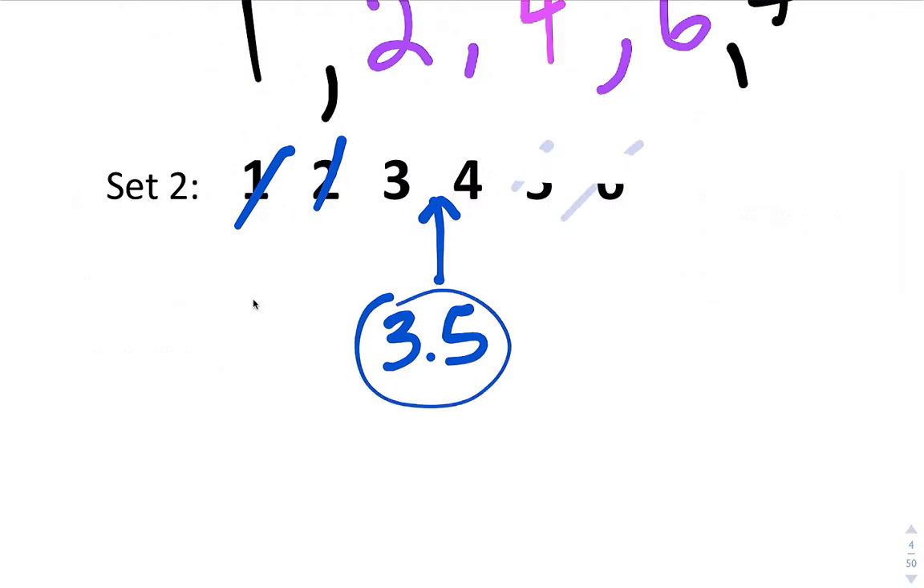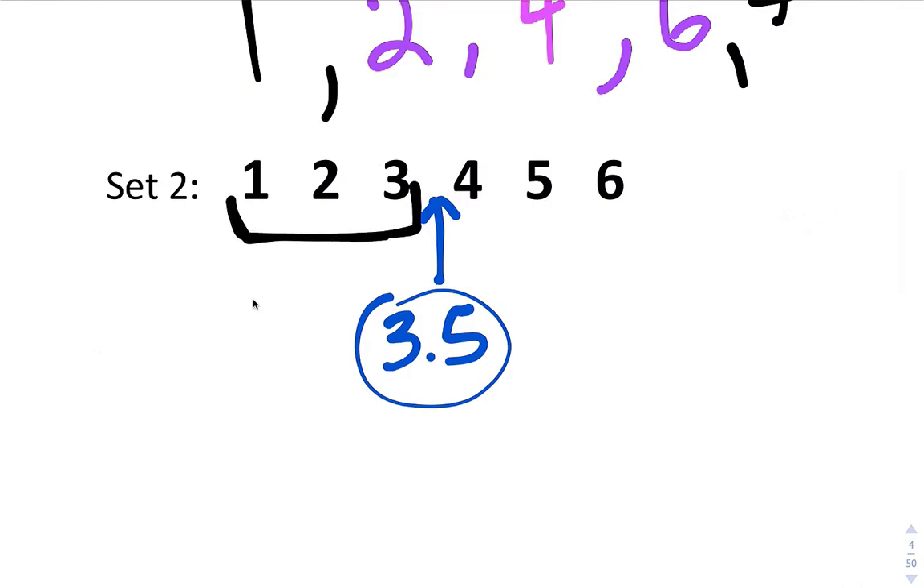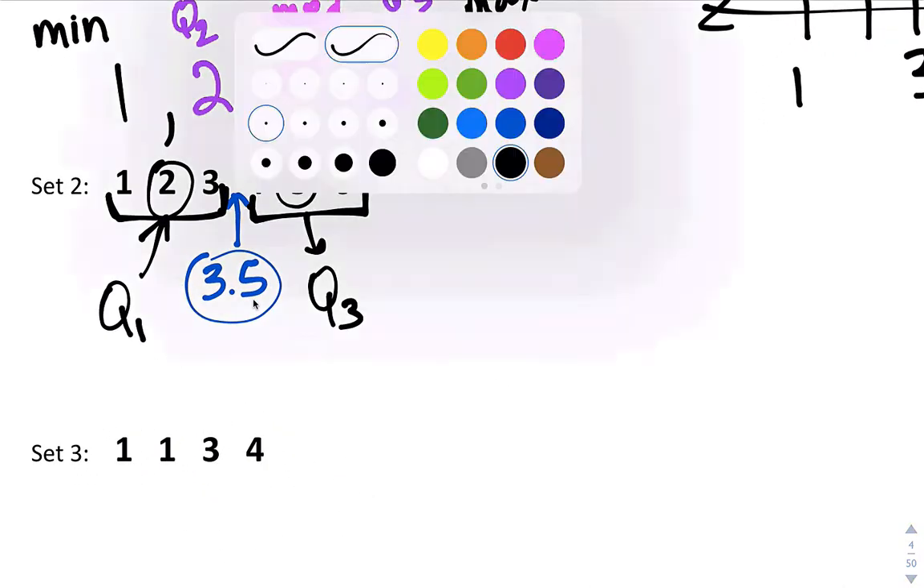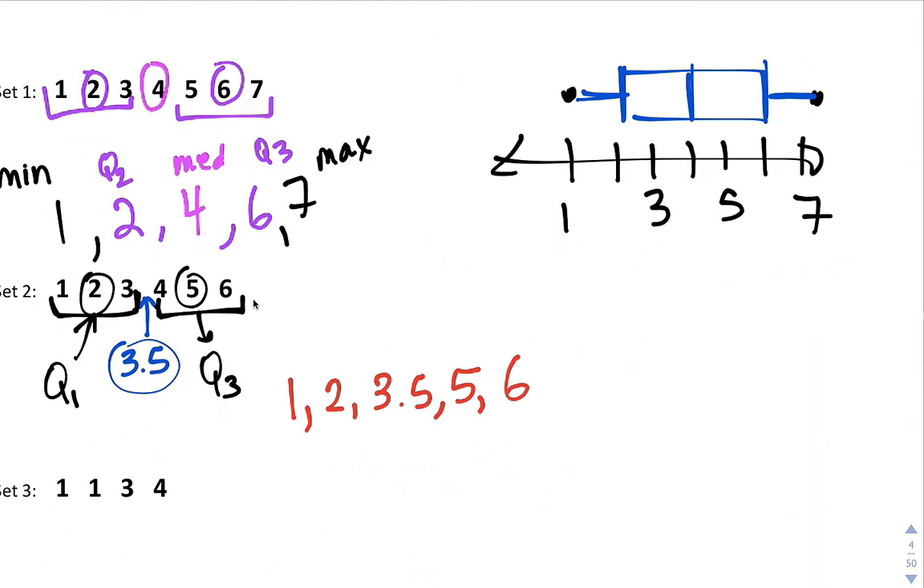So when you're looking for Q1 and Q3, look at everything below the median. So we're looking at all these 3 numbers, and we're going to find the middle of that, and that is Q1. Likewise, look at everything above the median, and that is Q3. Okay, so if you write our 5-number summary, it is 1 is the min, 2, 3.5, 5, and 6. Again, we could draw our box and whisker plot.